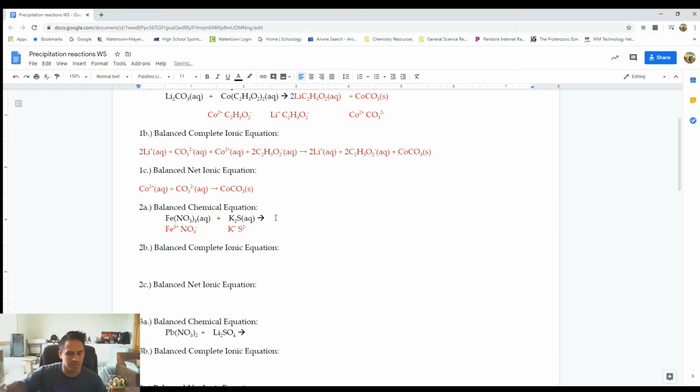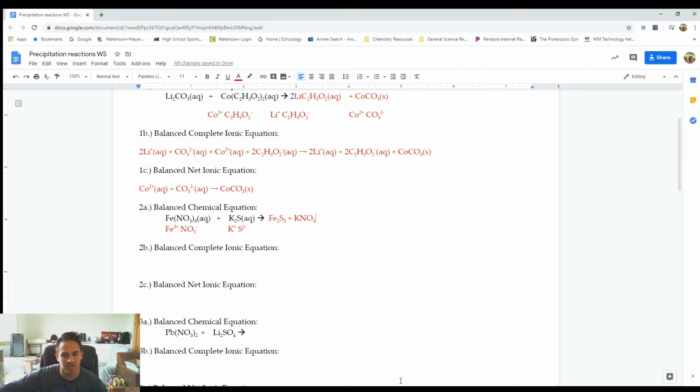So when these things switch with each other, the iron is going to pair with the sulfur. So we'll have a chemical formula that'll look like this. And we will have the potassium bonded with the nitrate, which will have a chemical formula like that. Okay, so these are our 2 products.